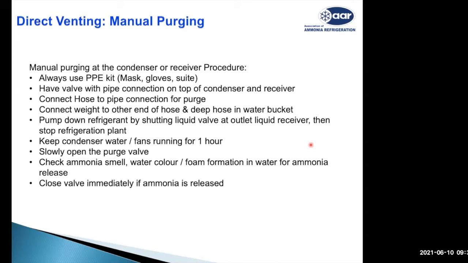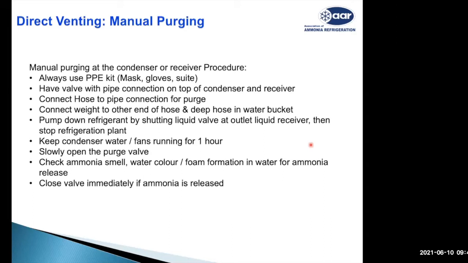Make sure that the water bucket is full of water. Then you pump down the refrigeration plant, shutting the liquid valve at the outlet of the receiver. Stop the refrigeration plant, keep the condenser fans running for an hour, and then slowly open the purge valve. Always monitor the color and foam formation in the water, and the smell of the water. The moment you smell ammonia, or find ammonia coming out of that purge point, immediately close the valve.